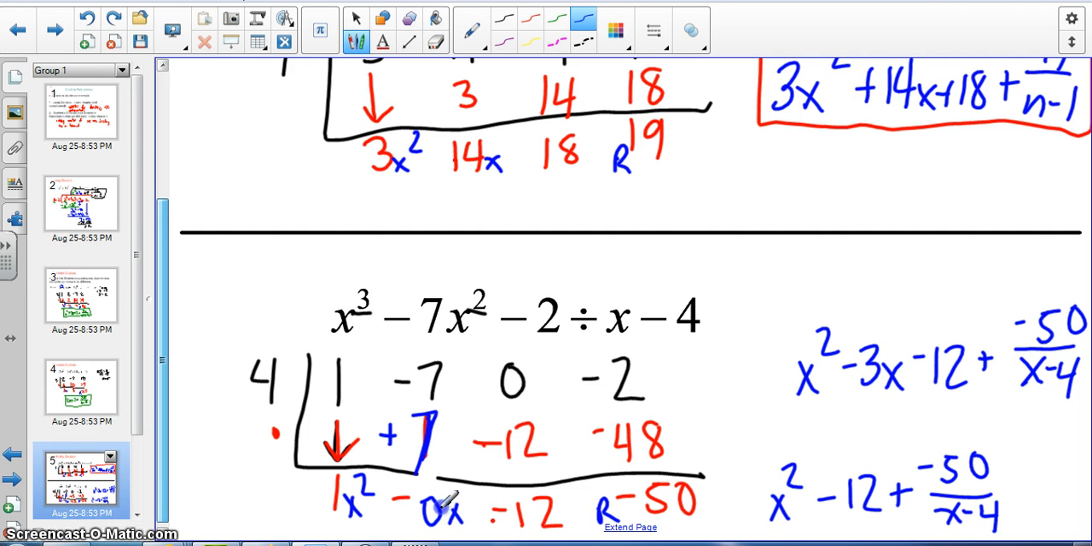Alright, that should be enough examples going over synthetic division. Okay? Remember, synthetic division works only when we're dividing by a binomial. So, like this, x minus 4. It would not work for x squared plus 3x minus 7, something like that.